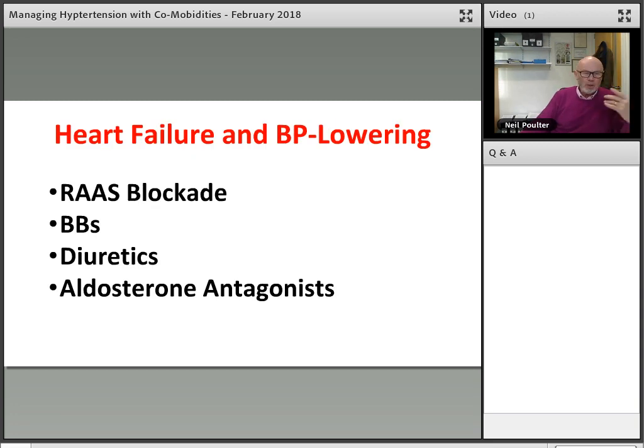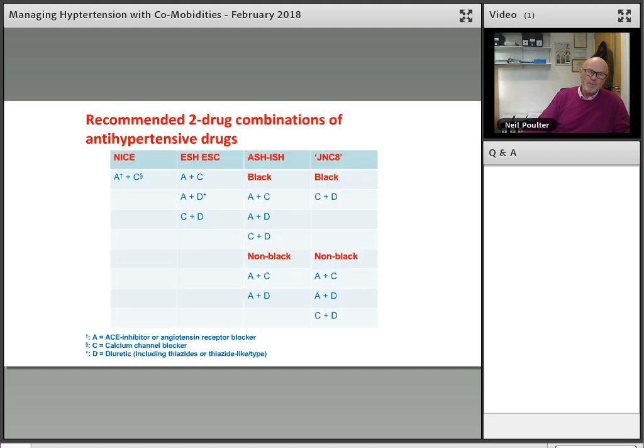What about heart failure? Well, once again, lots of guidelines about heart failure: RAS blockade, beta blockers, diuretics, aldosterone antagonists, all with good trial evidence to support their use. And there are standard heart failure guidelines to tell us what to do in that setting. But all four of these drugs have got good trial evidence.